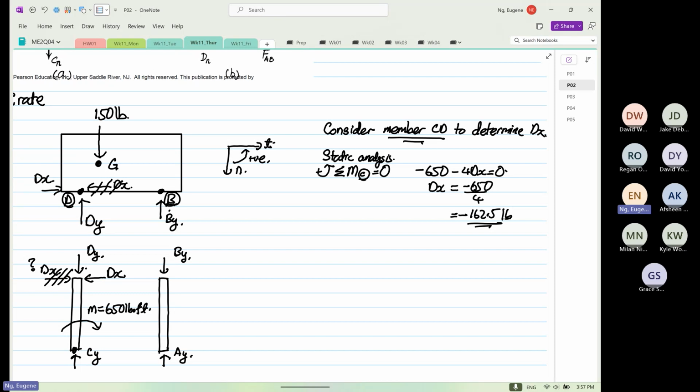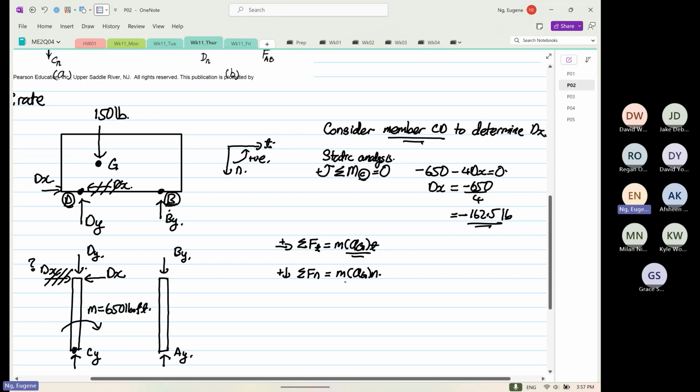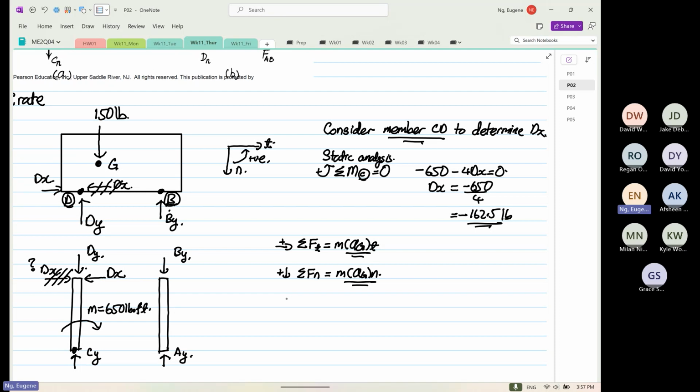Now, the next thing that we are going to do, there are two equations that we're going to use. So we are going to do summation of forces in the tangential direction is equal to m aGt. And the other one we are going to use is summation of forces in the normal direction is equal to m aGn. Now, both of these, aGt and aGn, are curvilinear equations.